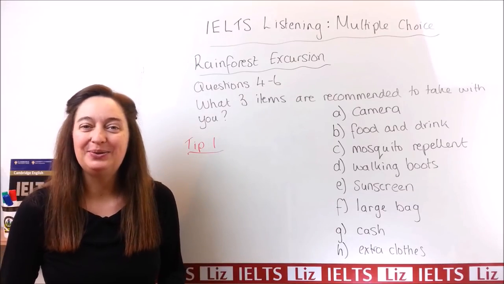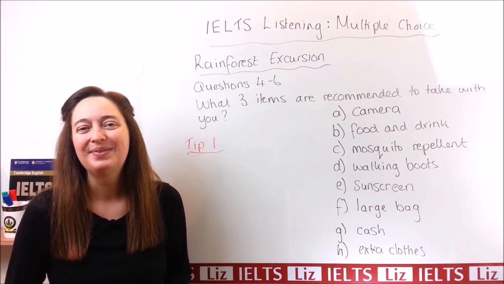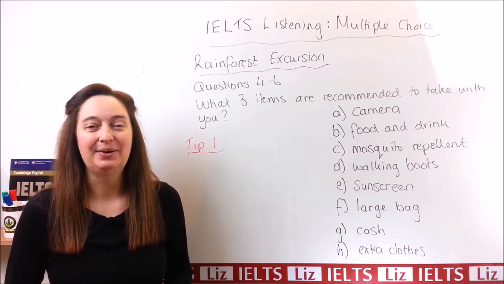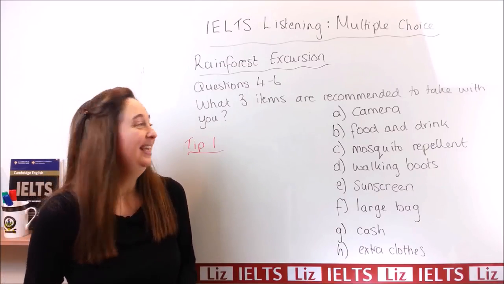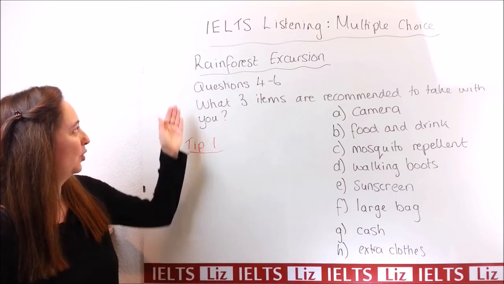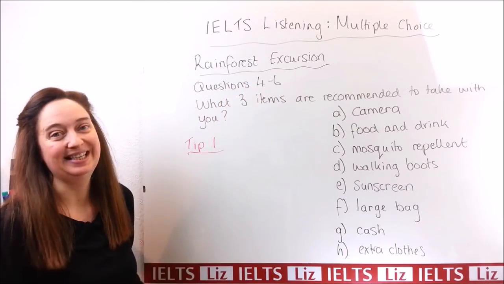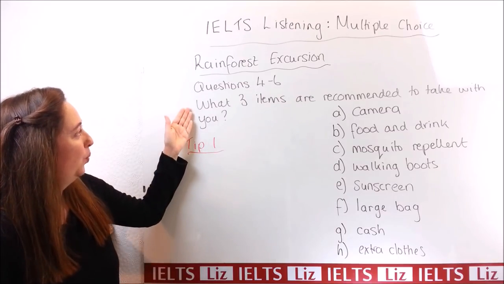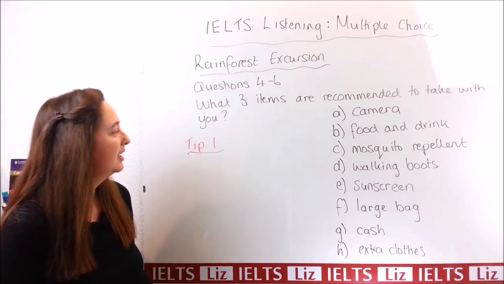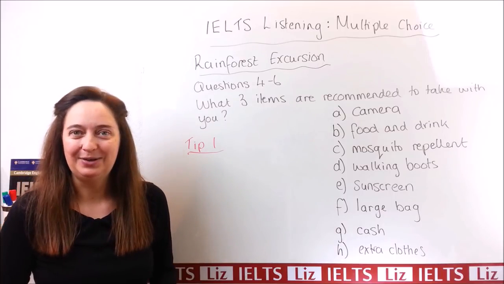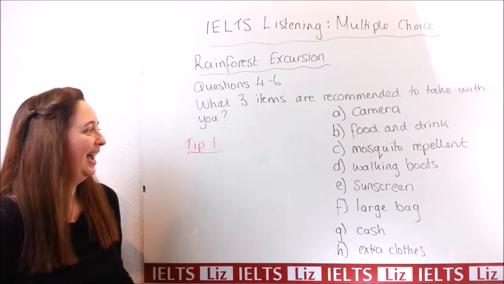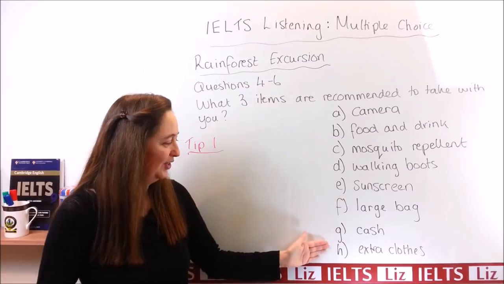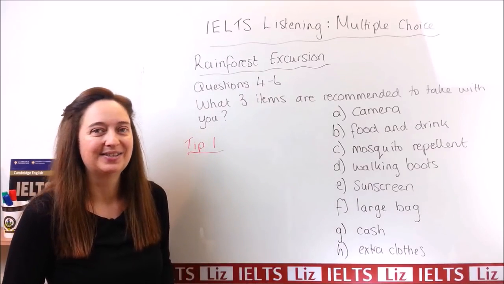Now, before I give you tips for multiple choice, let's have a look at the question that we're going to practice today. Here is the question. We've got questions 4 to 6. So that's 3 questions together. We've got what 3 items are recommended to take with you? That's our question. And we have a list of possible answers.